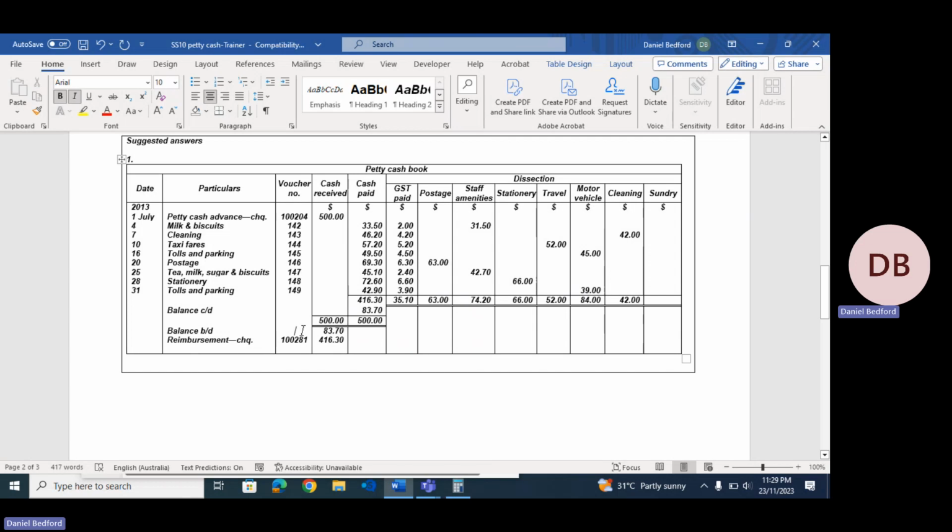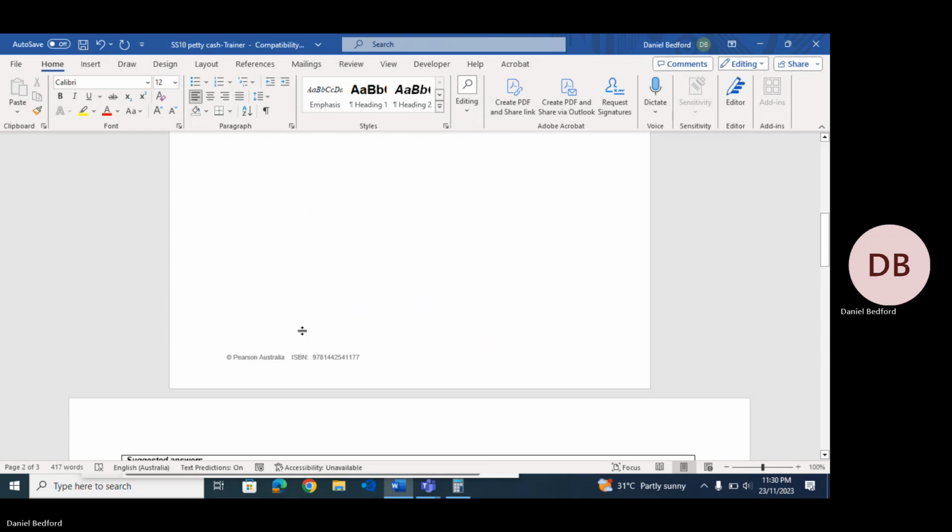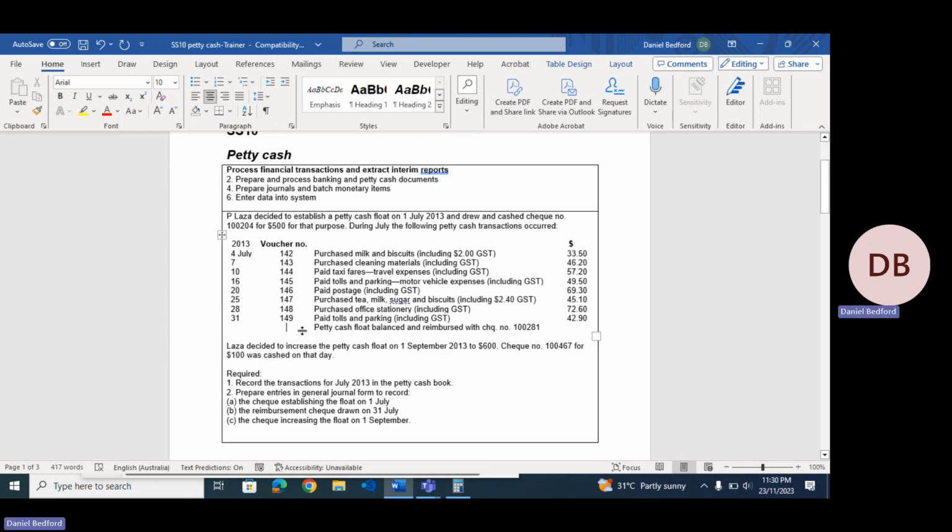Okay, so there's the petty cash book. Again, this is pretty similar to the assessment, so I hope it helps with your work. And what we're going to do is look at the relevant journal entries. That shouldn't take too long, only about 5 minutes. But if you want to pause the video now, just to take this in before we look at the journal entries, you're welcome to. For those that want to continue on, let's get into it.